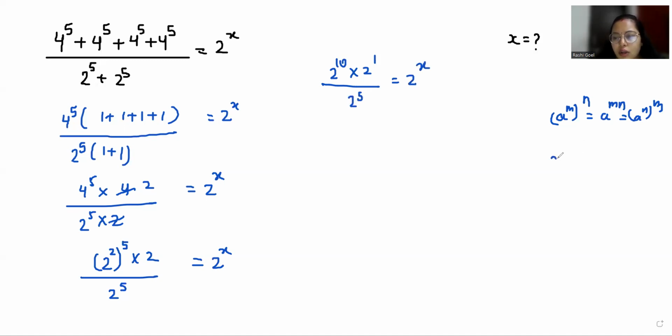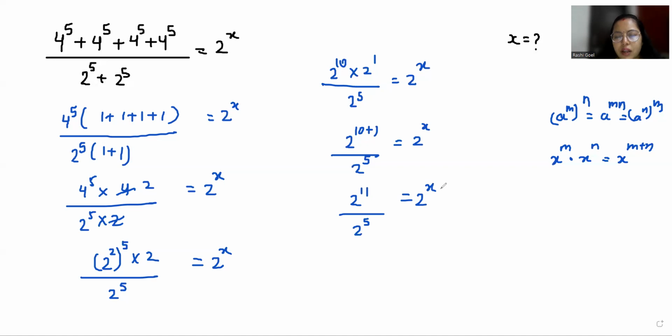According to the exponent rule, x^m times x^n we can write as x^(m+n). So 2^(10+1) by 2^5 is equal to 2^x. So 2^11 by 2^5 is equal to 2^x.